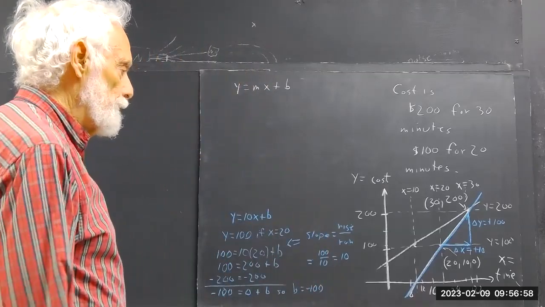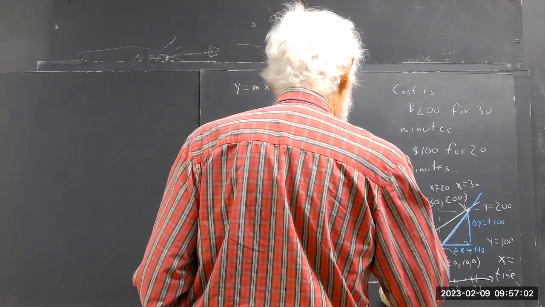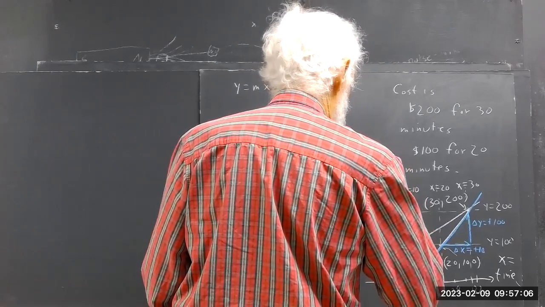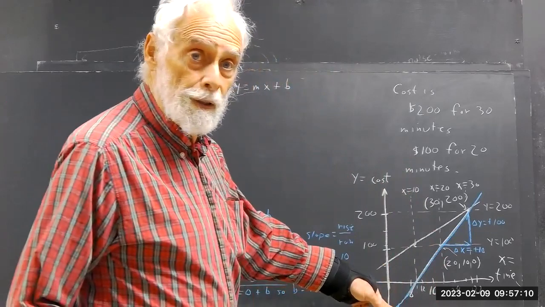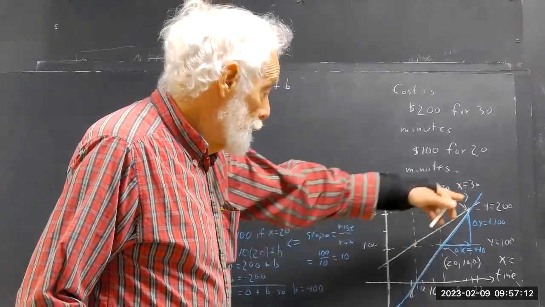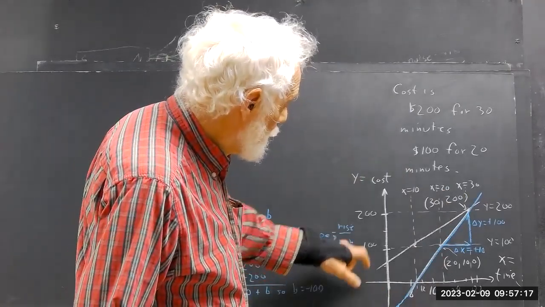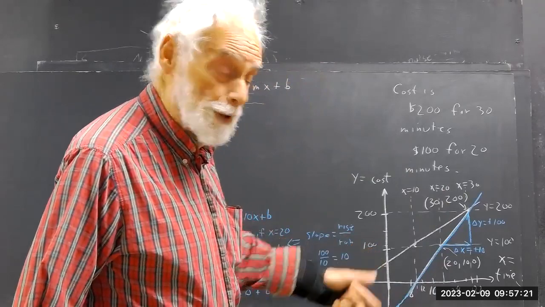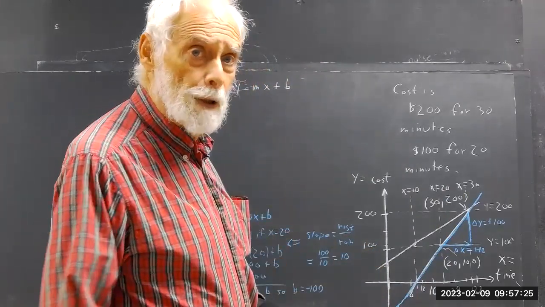b equals negative 100, which makes a certain amount of sense. Now my graph didn't go down as far as negative 100. So we don't quite get to the point where the line intersects the y-axis, but it's pretty clear that it'll intersect at about this much below the line, at negative 100. So that's a pretty good approximation.